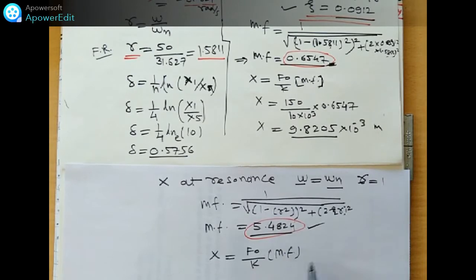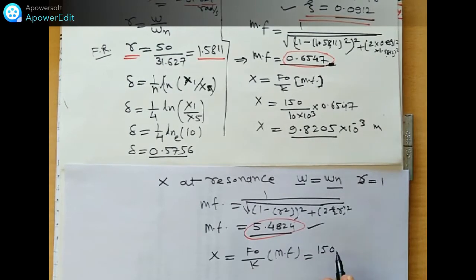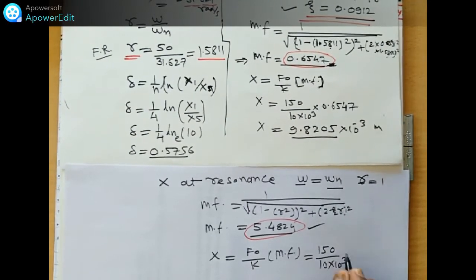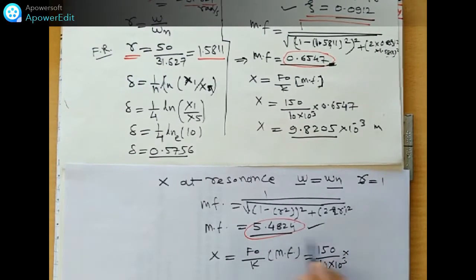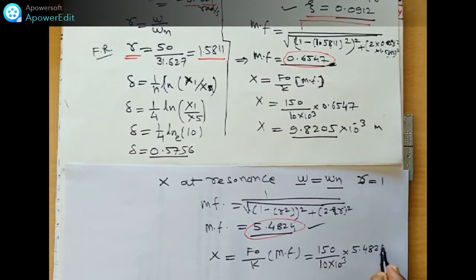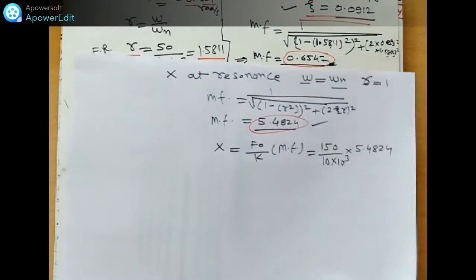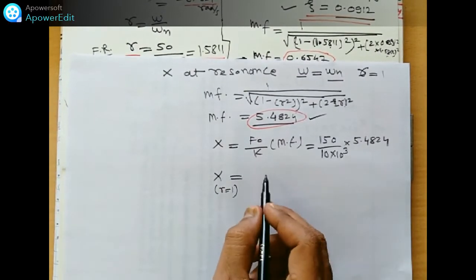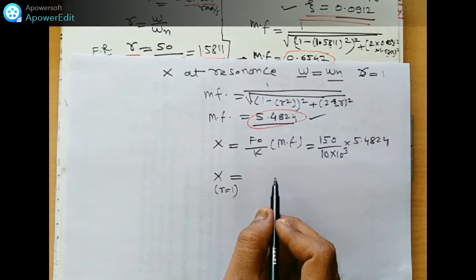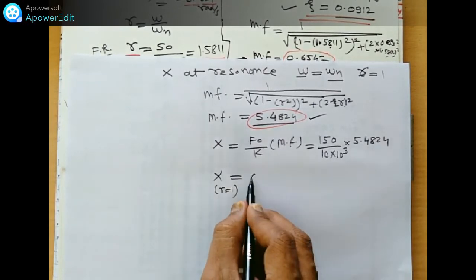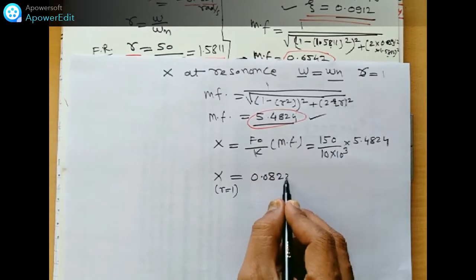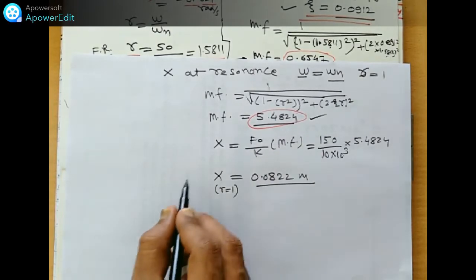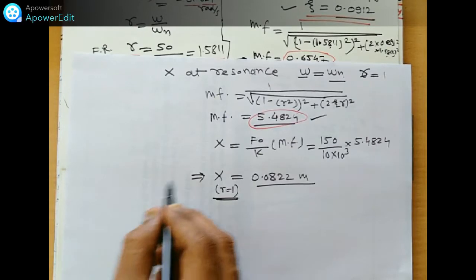So this F0 we know, 150 upon 10 into 10 raised to 3, into the value of MF we just calculated, 5.4824. So what will be the value of x at r equal to 1? Calculating this term, 0.0822 meter, that is 82.2 millimeter. This is the amplitude for this condition at resonance, omega is equal to omega n.